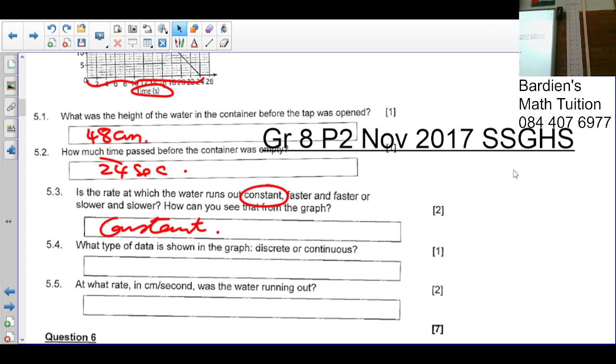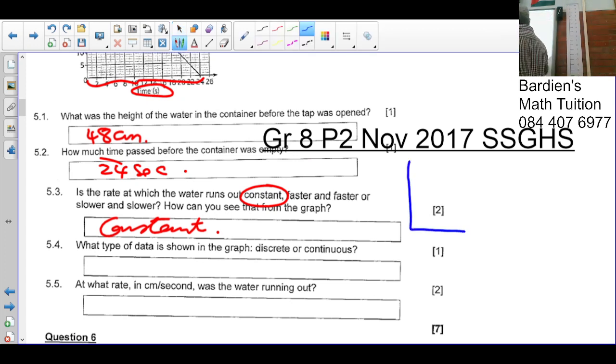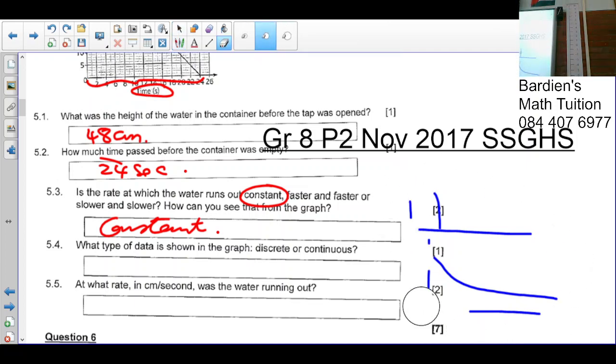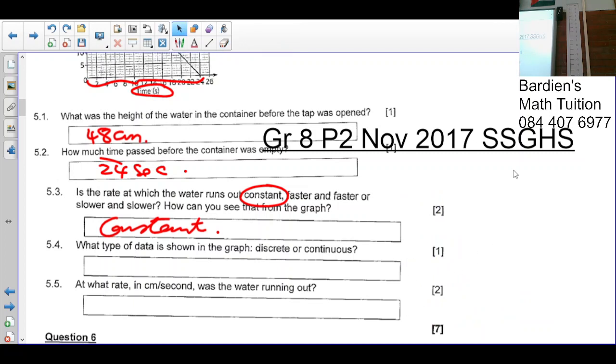Because if it was going faster, then the thing would come down again. Why? Because the time will be less. Can you see that? If it was that from this point, it goes slower, it will take more time to go empty. So as you can see, and as she correctly pointed out, it's a straight line, it's consistent. So it's a constant flow there.